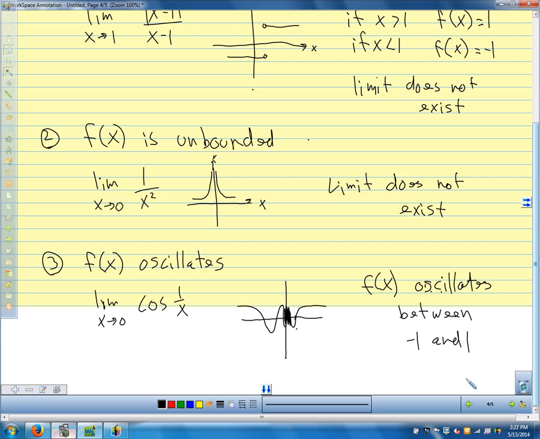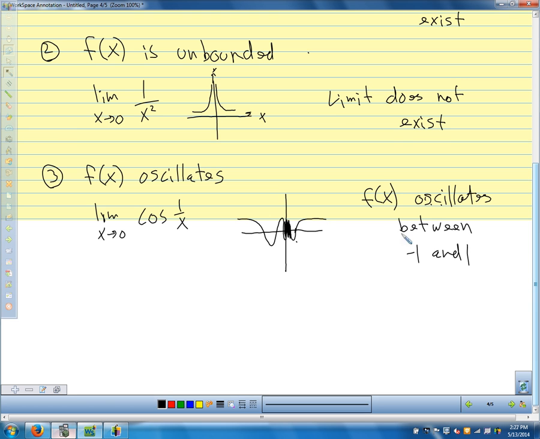So the function does not approach a single value. It's bouncing up and down between positive and negative 1 really, really quickly. So we say in this case, the limit does not exist because it's oscillating between positive and negative 1. And as you go further in calculus, you'll talk about these unbounded limits. There'll be another way that you talk about them and the way you use them. But for now, we'll just say the limit doesn't exist.